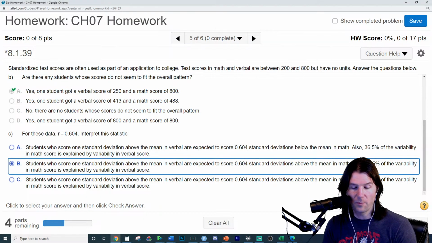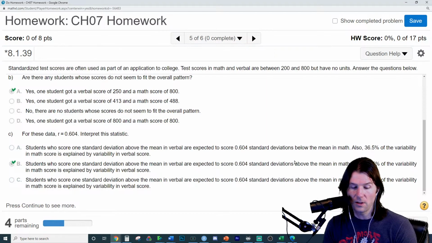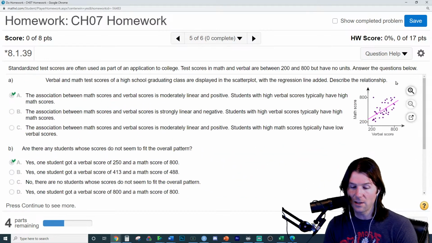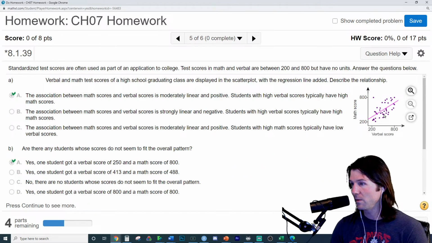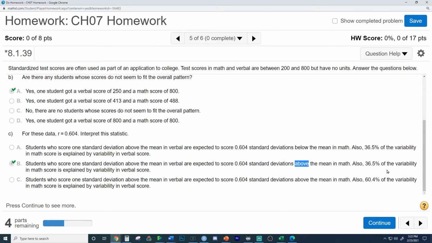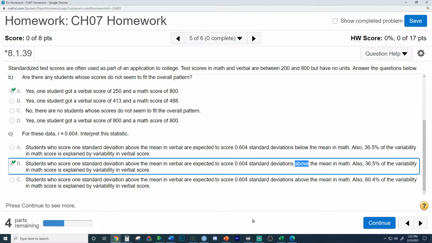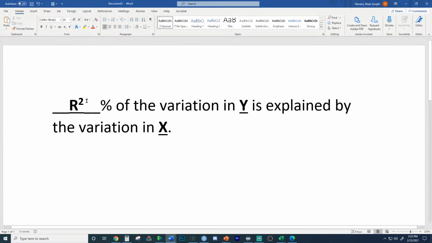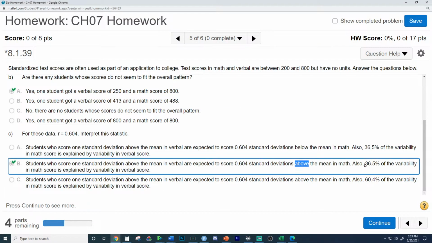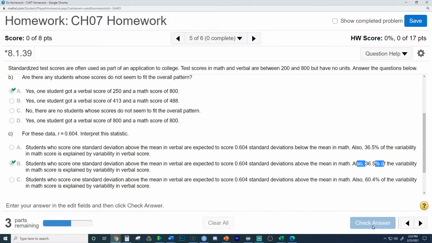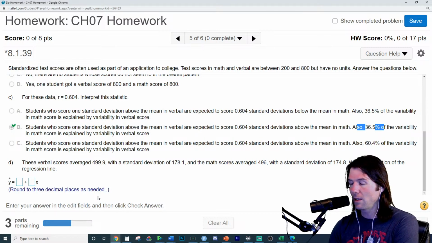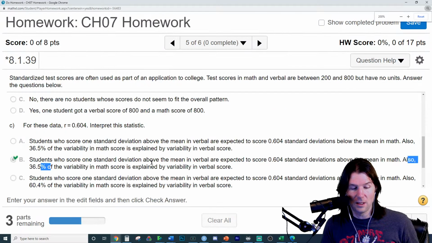This one right here talks about it being above. The important part to note is that the above mentions that there's a positive relationship, that people are scoring above. And the one behind my head, 36% of the variability, is the interpretation for the R squared. Blank percent of the variation in Y, so the Y variable was mathematics, is explained by the variation in someone's verbal score. So the R squared is what we're calculating right here. It doesn't say calculate R squared, but it does do an interpretation off of R squared. Now this part right here is where we need to use the solver.